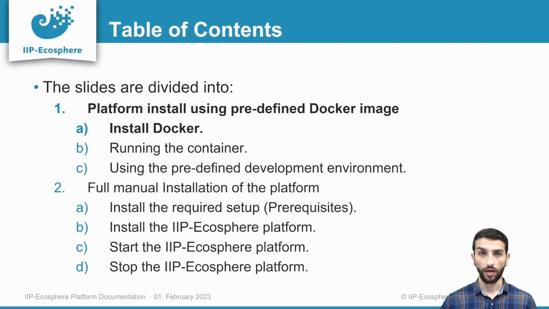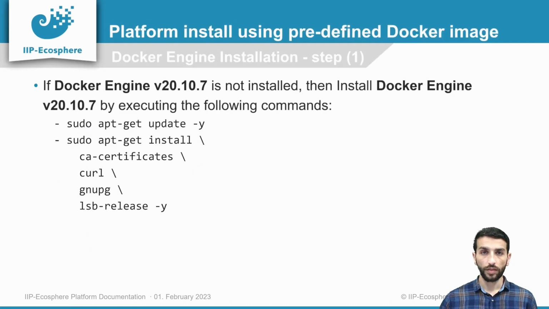Now, let's see how to install Docker. We prefer to use Docker Engine version 20.10.7 since it is tested with the platform. You might use any other versions, but it's not tested. You also can use the package manager from Docker to install Docker Engine. So, if you don't have Docker Engine installed in your machine, or you would like to install the exact version, please execute the following 7 commands.